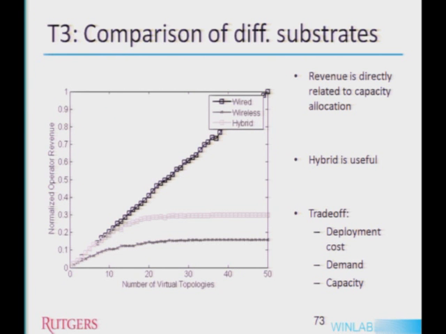What we observe is that as the number of virtual topologies, as the requests we are making, are increasing, the normalized operator revenue we are making is increasing, because the success fraction was almost 1. And the revenue you see with the hybrid case is better than what you get with the plain wireless case. So this shows that there is a trade-off in how you deploy a mesh network. There are better tools for doing that, but we wanted to show this as the first case result.